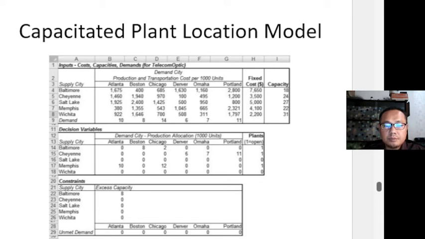And then within the Solver Parameters dialog box, select Simplex LP and click on Solve to obtain the optimal solution as shown in figure 5.12 here. So from this figure, the supply chain team concludes that it is optimal for Telecom Optik to close the plants in Salt Lake City and Wichita.